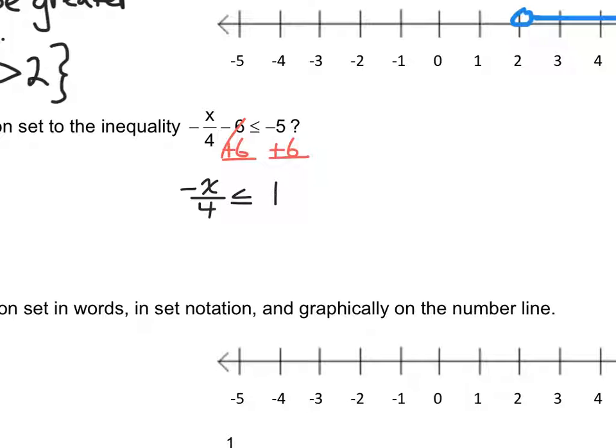All right, so this is much simpler. So what would I have to multiply this side by in order to get x? Negative 4.